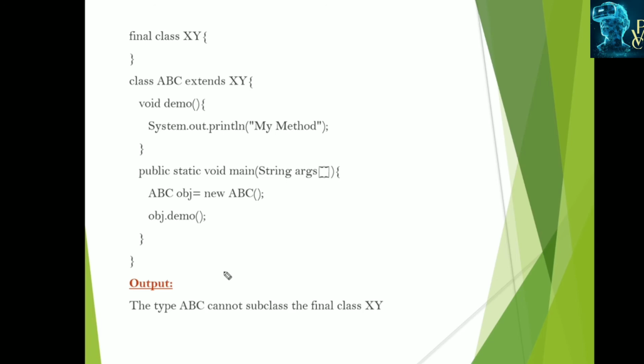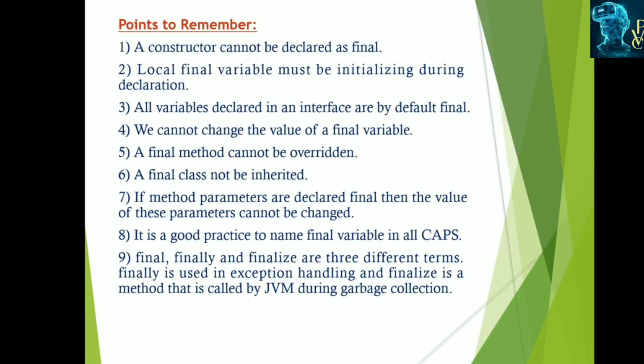So final classes cannot be inherited or extended. When we are using the final keyword, we have to remember some points. Firstly, a constructor cannot be declared as final. The final keyword can be applied only to a variable, method and class, not to a constructor. What is a constructor? A constructor is a special method which is used to initialize the variables of the class. So, those constructors cannot be declared as final.